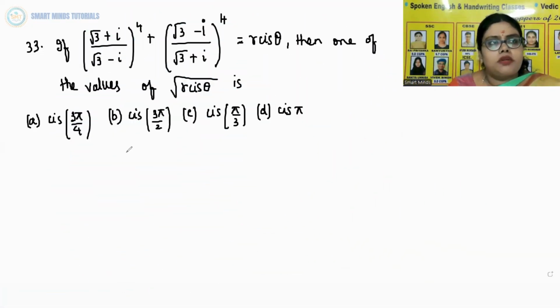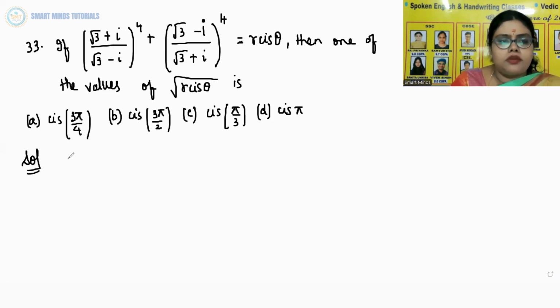Now take the next question. If ((√3 + i)/(√3 − i))^4 + ((√3 − i)/(√3 + i))^4 is equal to r cis θ, then one of the values of √(r cis θ) is. Four options are given to you. So let's see how to start. First, what is given to us?